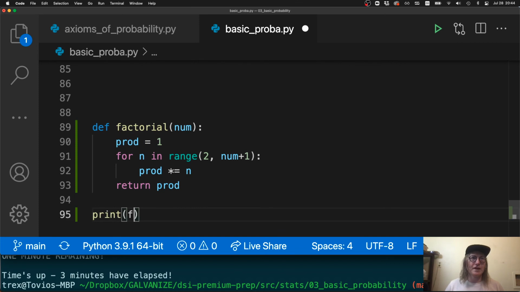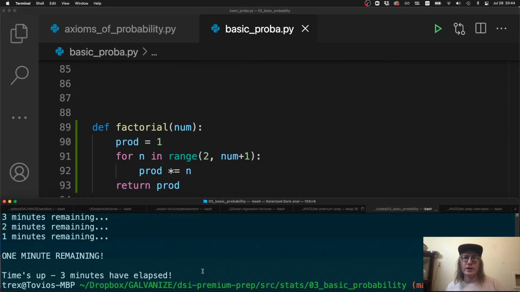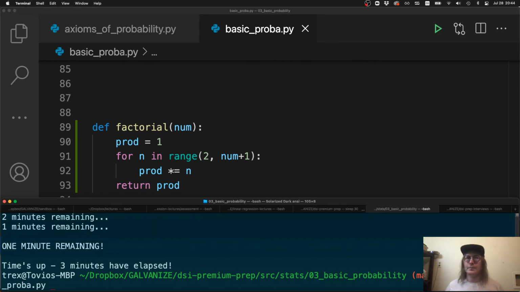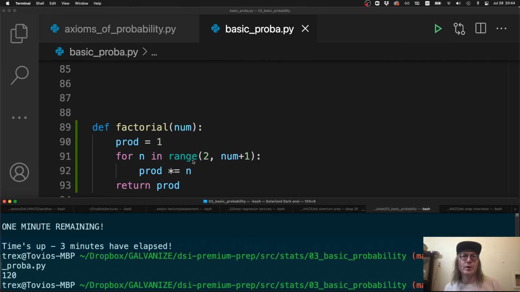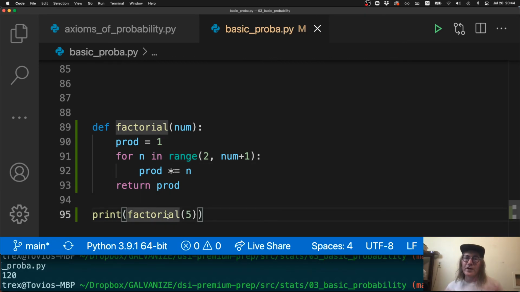So to test this, factorial 5 should be 120. So factorial of 5 should be 120, and it is. Okay. So if you have 5 objects, you can arrange those 5 objects in 120 ways.